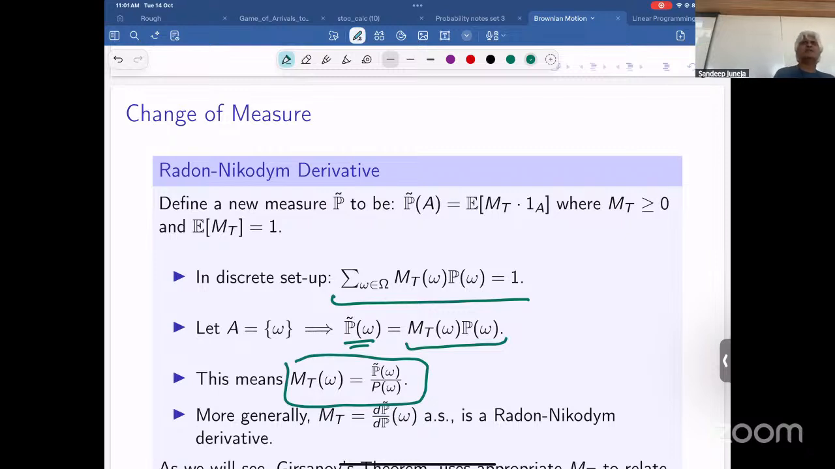So this was fine. In the continuous setting, I could have put a ratio of probability density functions. That would also work. But in more general settings, that is defined through the Radon-Nikodym theorem. So such a random variable exists, and we call it dP tilde by dP. We call it a Radon-Nikodym derivative between two probability measures. Any questions on this?